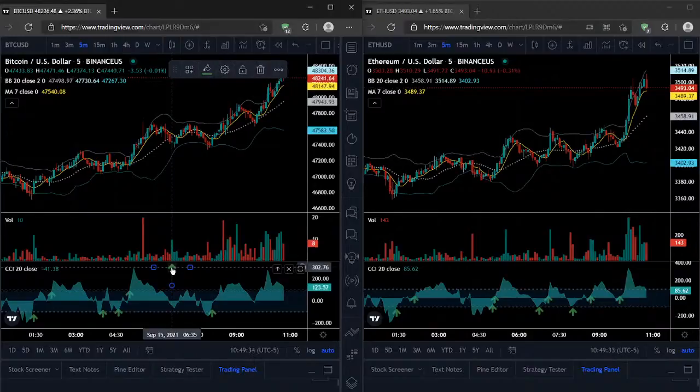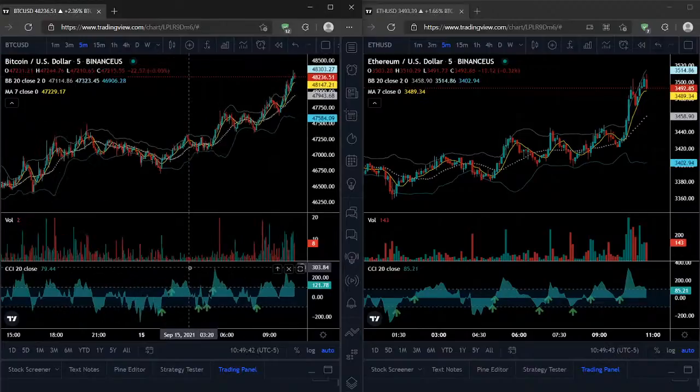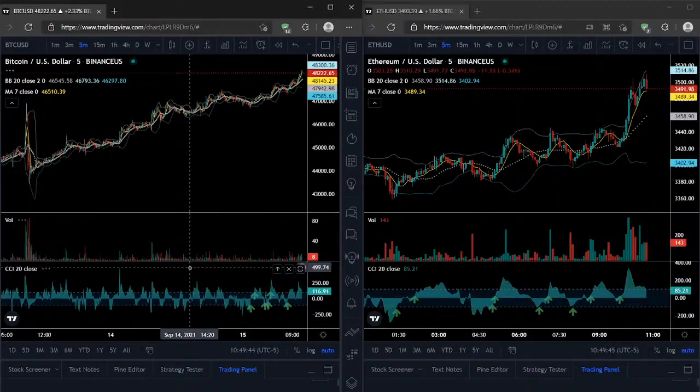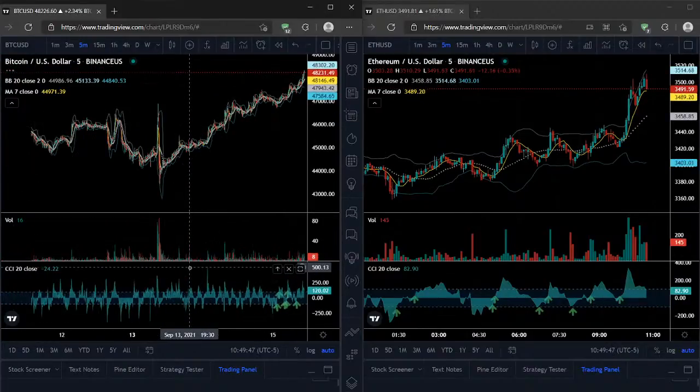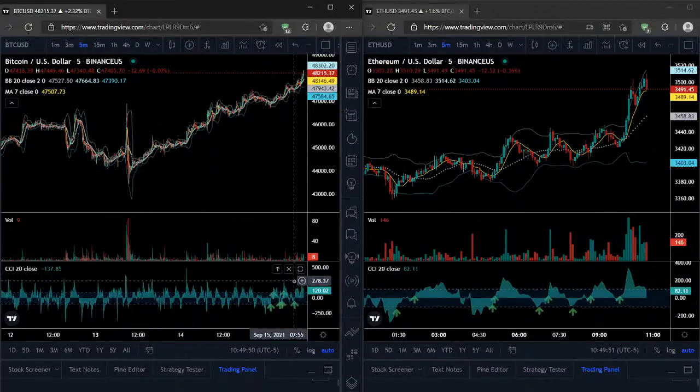Oops, hang on, I've got to delete that one. We're just going to scroll back and see what the average high and low readings for the CCI are on the 5-minute chart, and this is something you need to do also. As you can see, there are tops and there are bottoms. Right now, it's at a high.